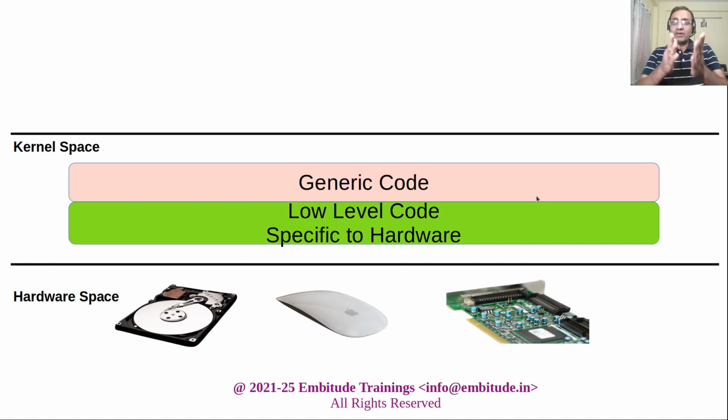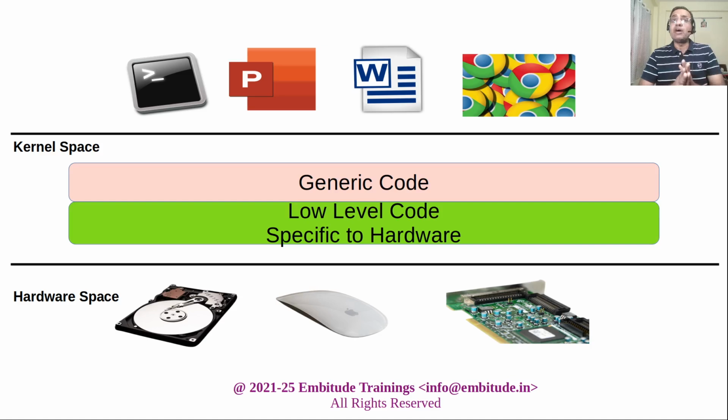Now, there is something which is very important from the user perspective, where your user applications run. So, for example, your PowerPoint, the shell, the Word document, or your browser, for instance, all of these run in the user space, and this user space is typically an unprivileged space. So what do I mean by unprivileged space? Let's say you want to write some file to the hard disk, so you cannot actually access this hardware space directly from this particular user space.